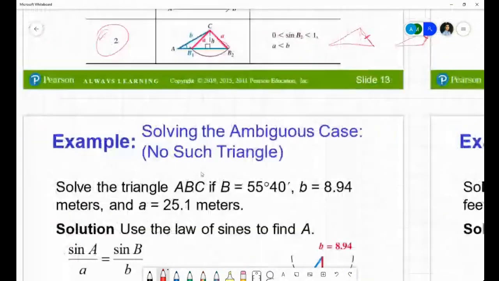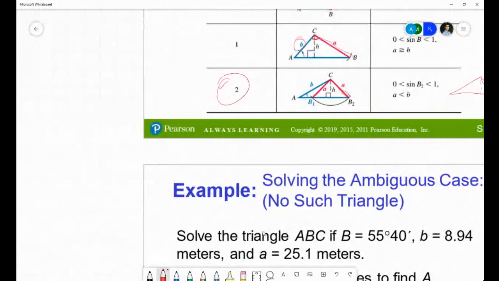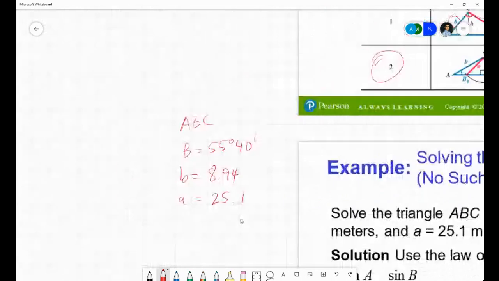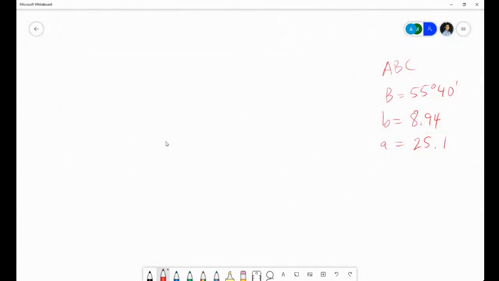All right, so let's try to see if we can practice that. So I'm going to write it over here. 55 degrees and 40 minutes. And then side B here is 8.94 and A here is 25.1. All right, so we're going to practice how to sketch this, okay? So ambiguous case. How do we know it's an ambiguous case? So here we have an angle, a side, and a side. So now we have an ambiguous case.